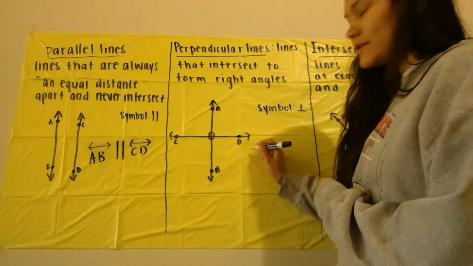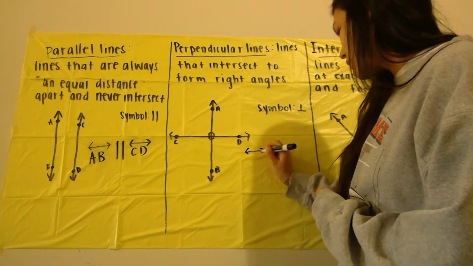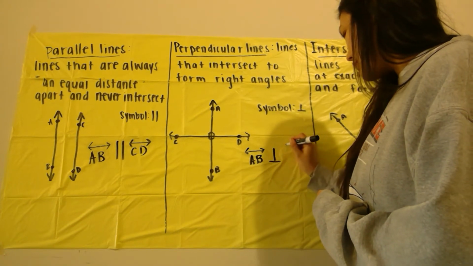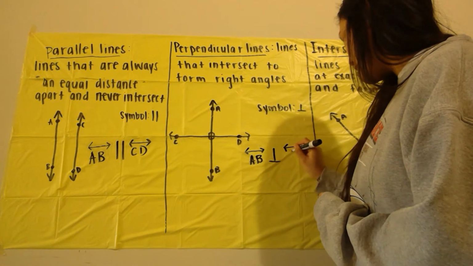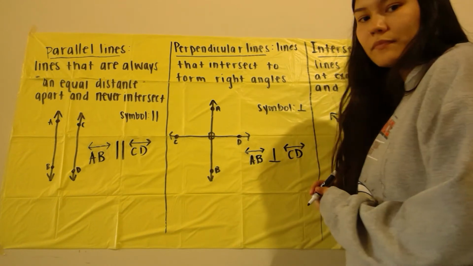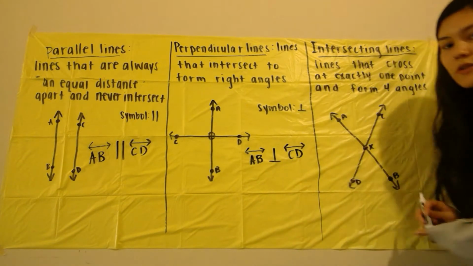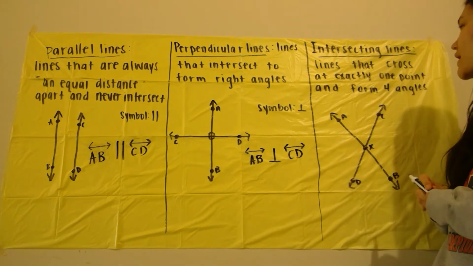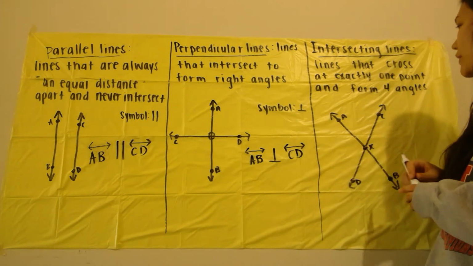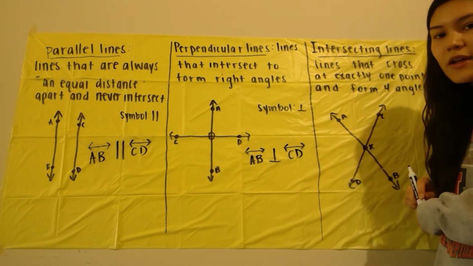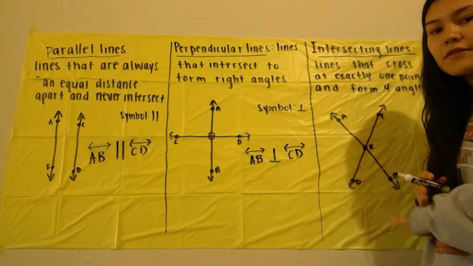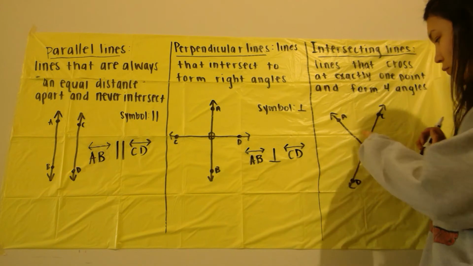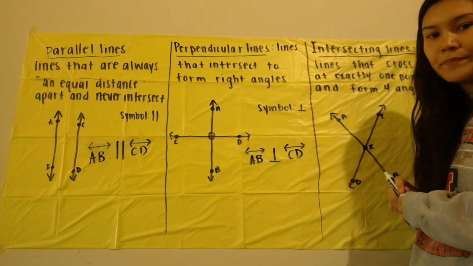So we're going to label these lines. Line AB is perpendicular to line CD. Alright, and the last type of lines we're going to talk about are intersecting lines. Intersecting lines are lines that cross at exactly 1 point and form 4 angles. So like perpendicular lines, they intersect or they cross, but intersecting lines don't form 90-degree angles. They just form 4 angles that aren't 90 degrees.